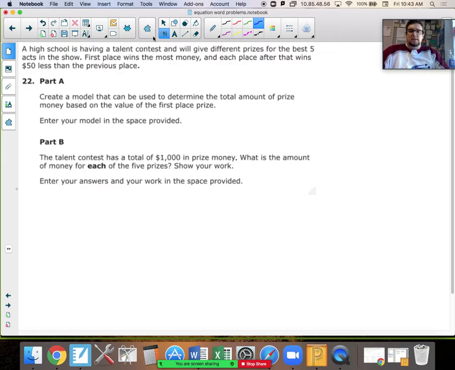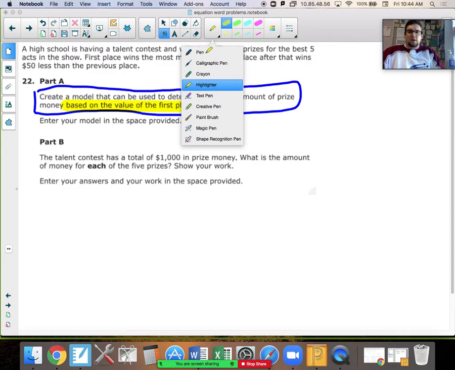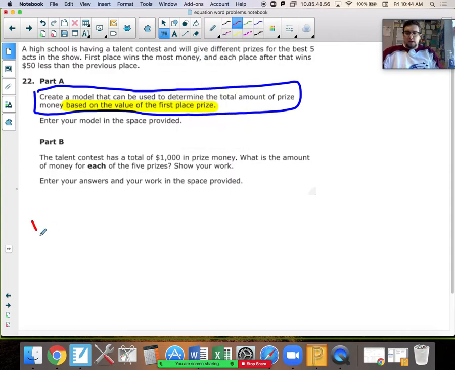So high school is having a talent contest, and we'll be giving out different prizes for the best 5 acts in the show. First place wins the most money, and each place after wins 50 less than the previous place. They want us to create a model to determine the total amount of prize money based on the value of the first place prize. So what they're telling us right here, based on the value of the first place prize, they're defining our variable for us. So x is going to be first place prize.